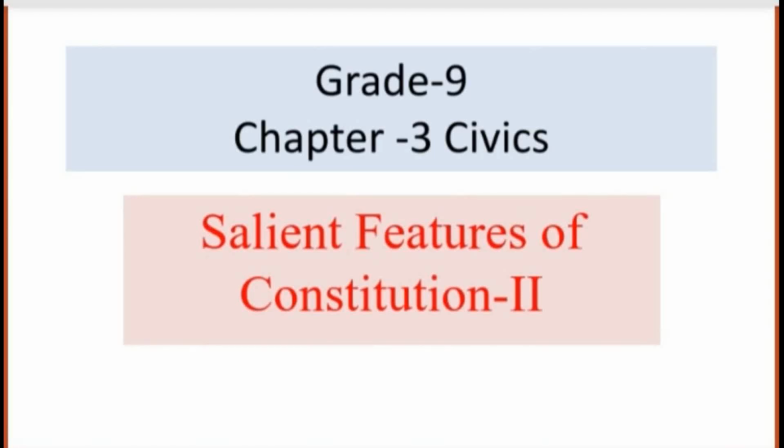Morning children. In our previous chapter, we covered the salient features of the constitution under Part 1. Here, we covered constitutional features such as fundamental rights and fundamental duties. They were all placed under one heading, as one chapter, for our categorization, named the salient features of the constitution. And now we have covered fundamental rights and fundamental duties.